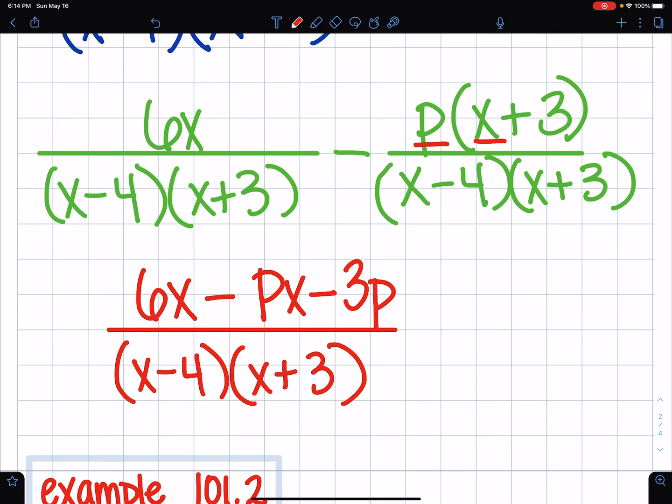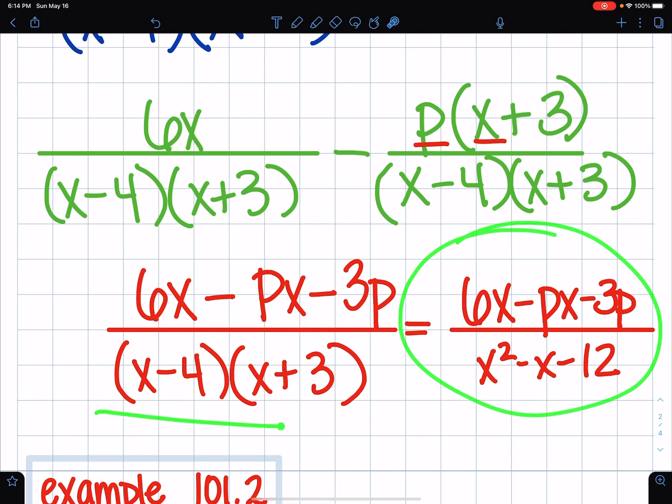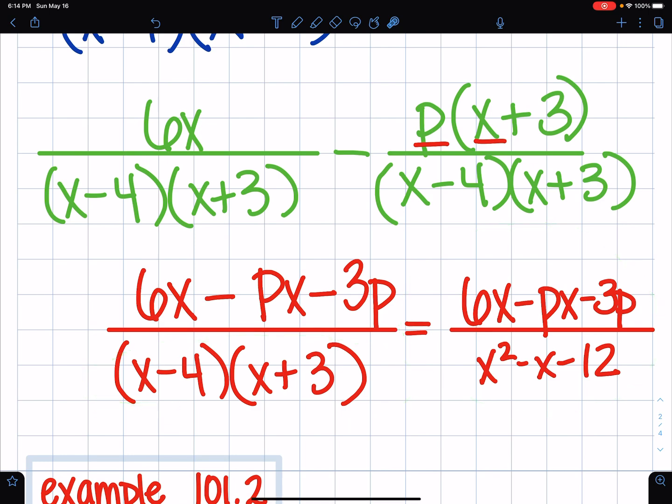And then you could keep it like this, but I do want you to be aware that if you write this for your answer and they have this in the back of the book, x squared minus x minus 12, then you still got it right because these denominators are the same thing. They just multiplied it out. Okay? Okay, so easy peasy.